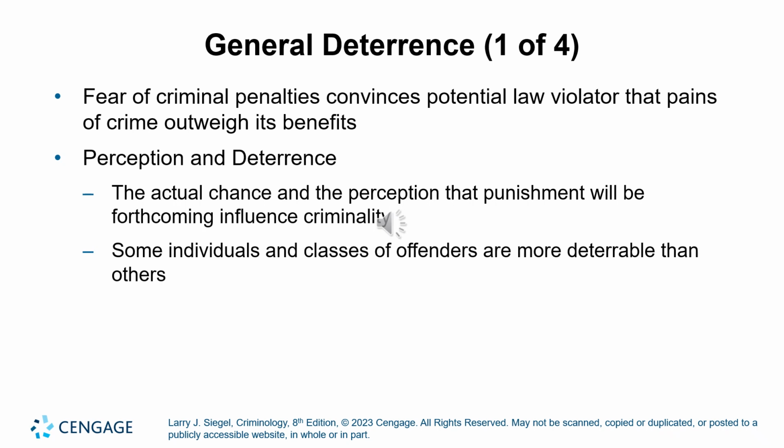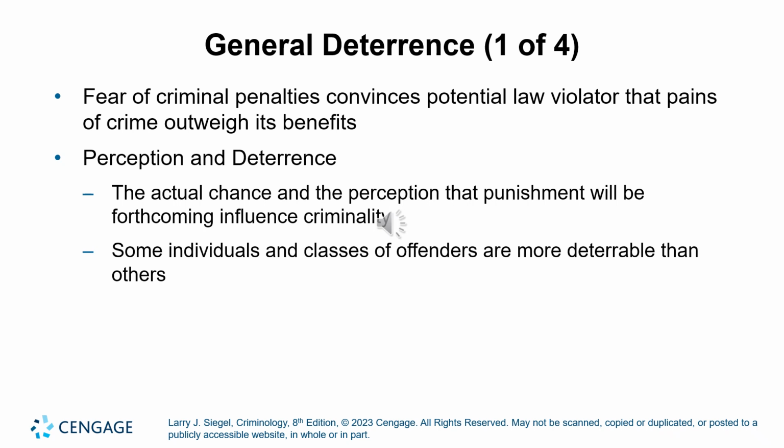Next, we're looking at general deterrence, which is based on the idea that people avoid crime because they fear the consequences. The core idea is that the fear of criminal penalties like arrest, fines, or prison convinces potential offenders that the pain of committing the crime outweighs any possible benefits. A key part of this involves perception. It's not just the actual likelihood of punishment that matters, but how likely people believe punishment is. If people believe they'll get caught, they'll be less likely to take the risk.